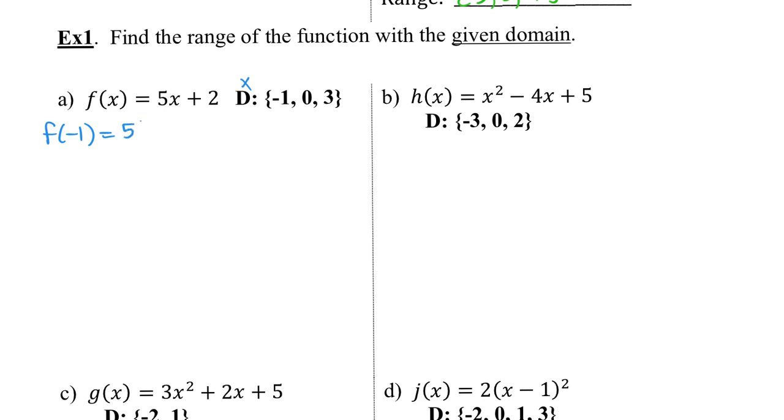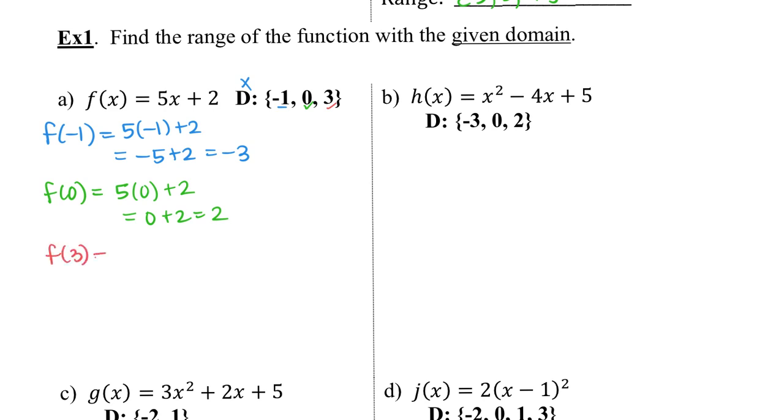Okay, if I plug that in, 5 times -1 plus 2, -5 plus 2, -3. Let me do the 0 now. So f of 0, 5 times 0 plus 2, which is 0 plus 2, which is 2. And then let me go ahead and plug in x is 3. 5 times 3 plus 2, which is 15 plus 2. So 17. And then it asked me to find the range.